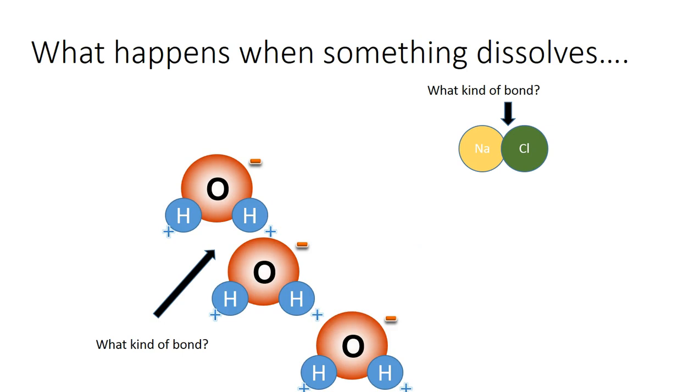So when something dissolves, think about it. You take salt, you put it in water. You see the salt, but then you don't see it. What happens to it? Yet if you taste the water, you can taste the salt. So what's going to happen is this bond is going to break, these bonds are going to break, and we're going to dissolve the sodium and the chloride.